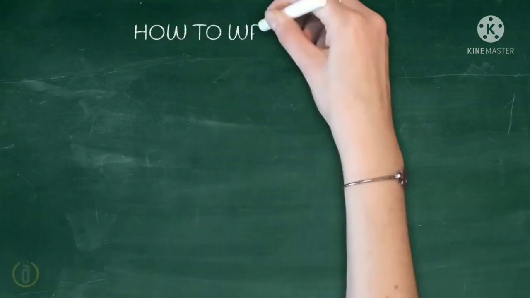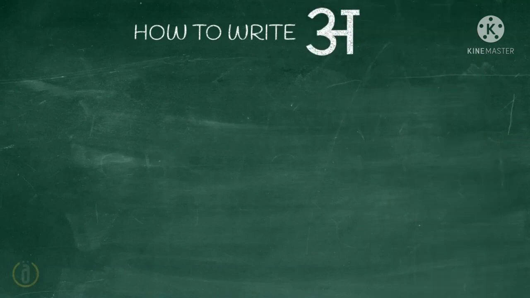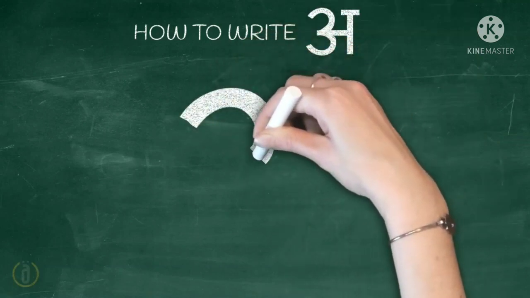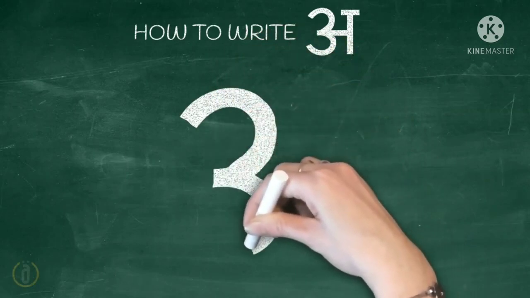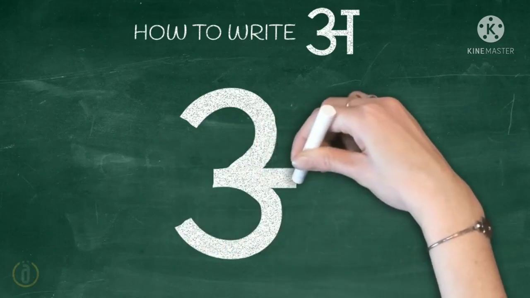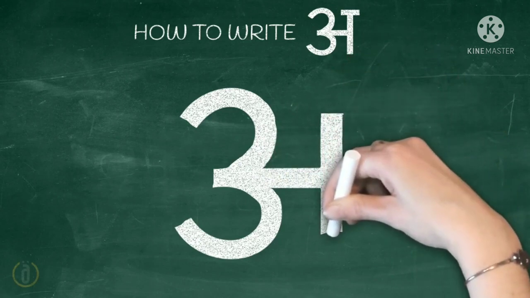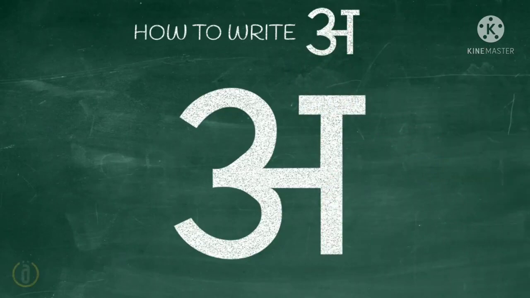At first you have to learn how to write A. Draw one left curve and then draw another left curve at the end of the first curve. Then join one small sleeping line at the middle of the two curves, joined with a standing line. And then join a small sleeping line on the top.